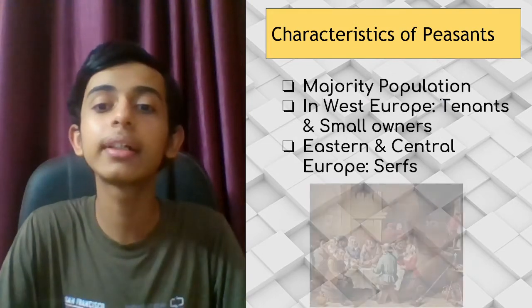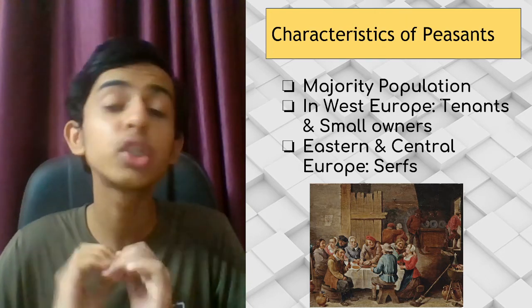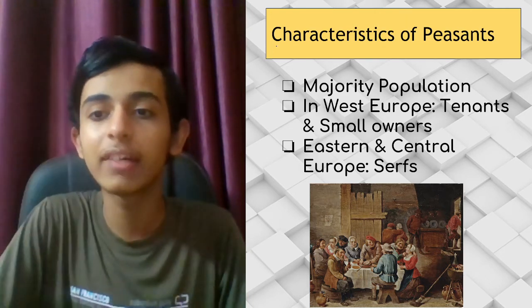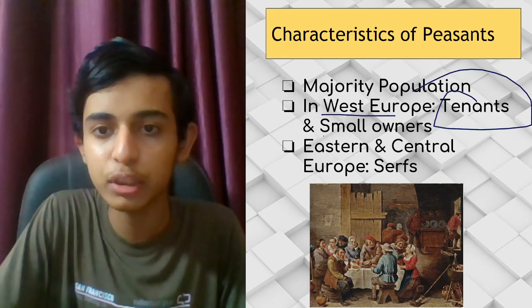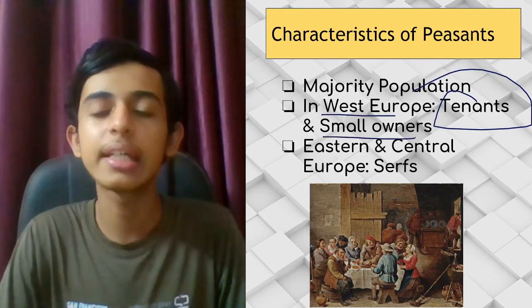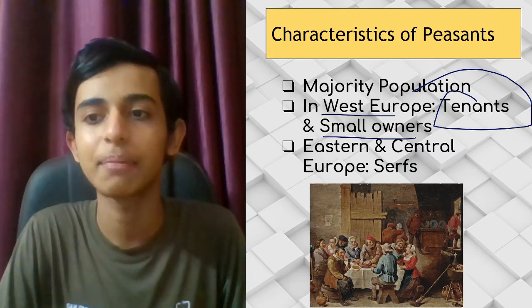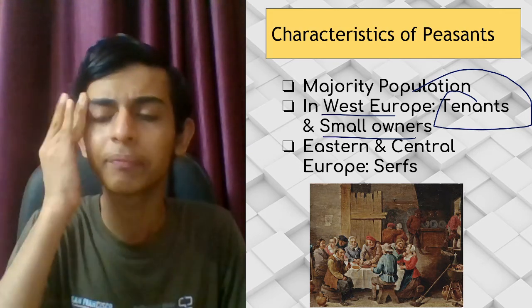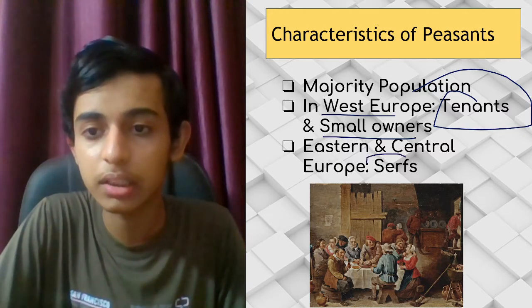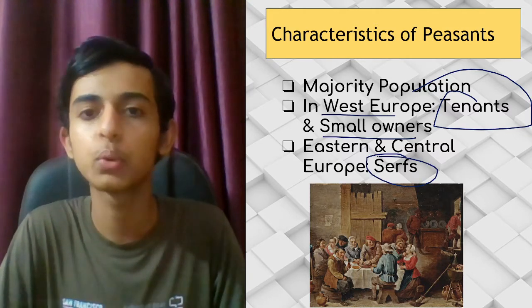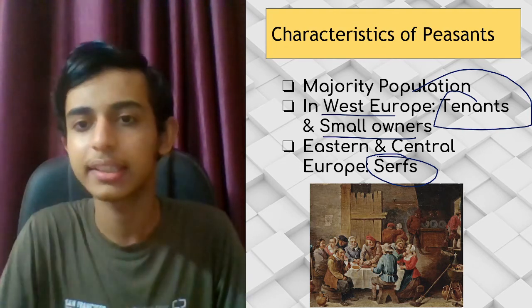Now moving on to the characteristics of the peasants. Peasants, as I told you, were the majority in population, and in West Europe, as I talked about, they were tenants and small owners. Tenants means, you say in Hindi, kiraedar, right? Who rent your house. I mean house, not land. And in Eastern and Central Europe, there were serfs. Serfs are a kind of peasants only who do the work, labor and all. So this was the case of peasants, the characteristics.